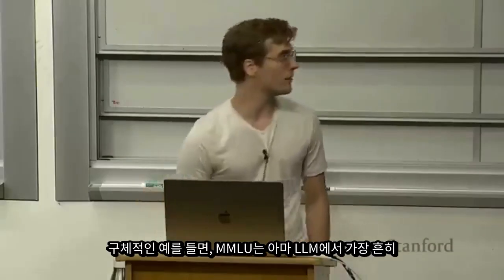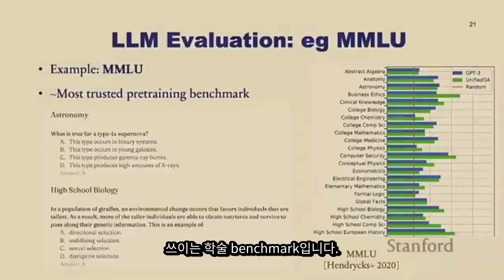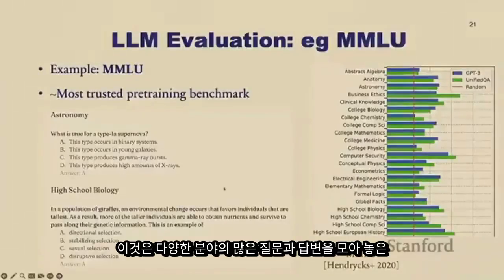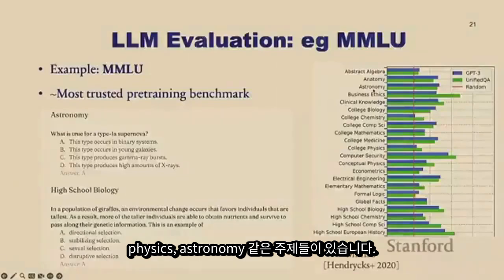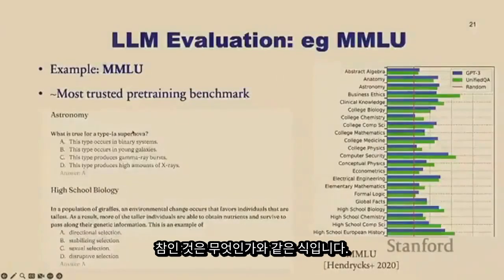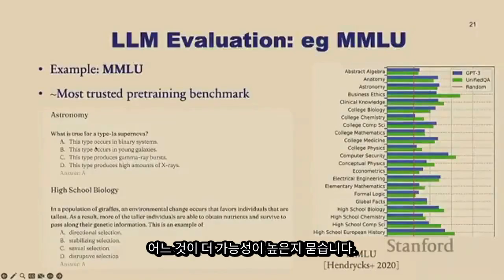To give you a specific example, MMLU is probably the most common academic benchmark for LLMs. And this is just a collection of many questions and answers in many domains. For example, college medicine, college physics, astronomy, and these types of topics. The questions are things like, this is in astronomy, what is true for type 1a supernova? Then you give 4 different potential answers, and you just ask the model which one is more likely.